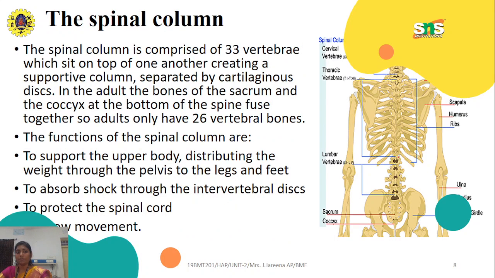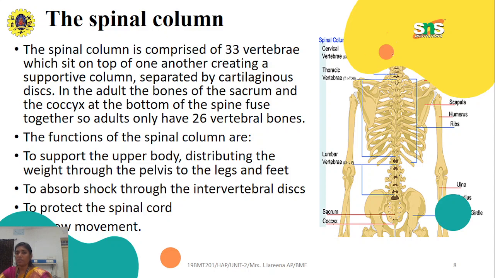Yes. Next, we have a very important thing, the spinal cord. The spinal column has 33 vertebrae. Out of this, the first one, the neck part, is the cervical vertebrae. In the neck we have 7 bones, and then in the thoracic vertebrae you have 12 bones, and the lumbar has 5 bones, then the sacrum has 5, and lastly you have the coccyx. So the spinal column consists of 33 vertebrae.